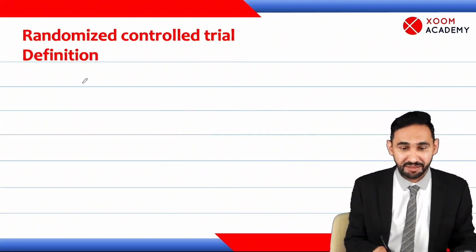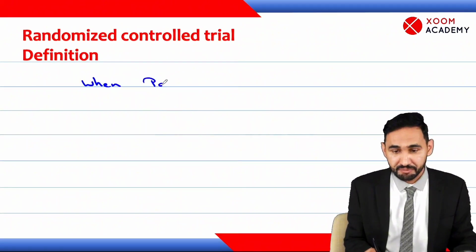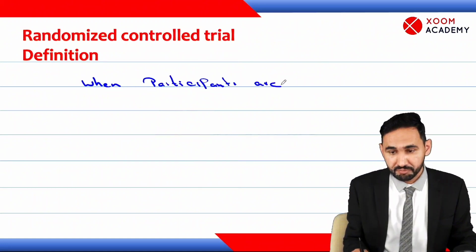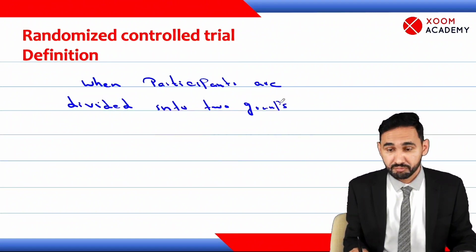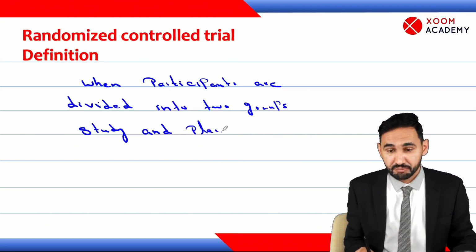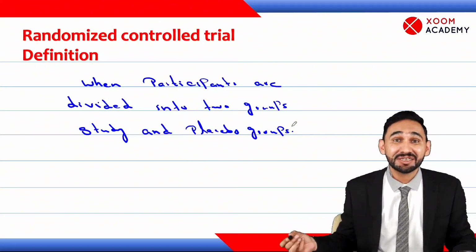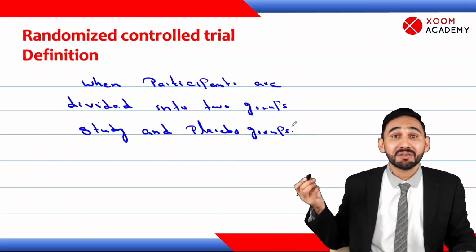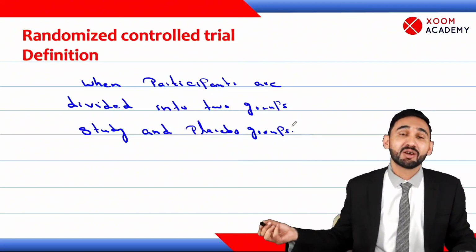So we can define that when participants, those who are being included in the study, are divided into two groups. Which groups? Study group and placebo group. What is the study group and what is the placebo group? The study group is the group in which the actual intervention is being done, which is given the actual medicine, the actual vaccine. And placebo means dummy drug. This is a psychological treatment.